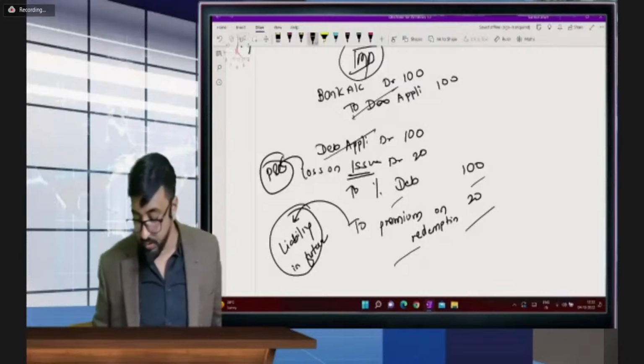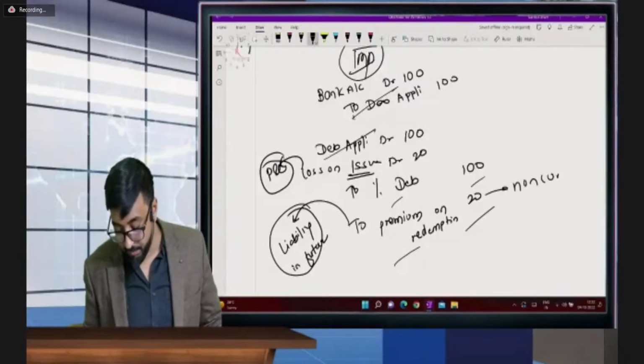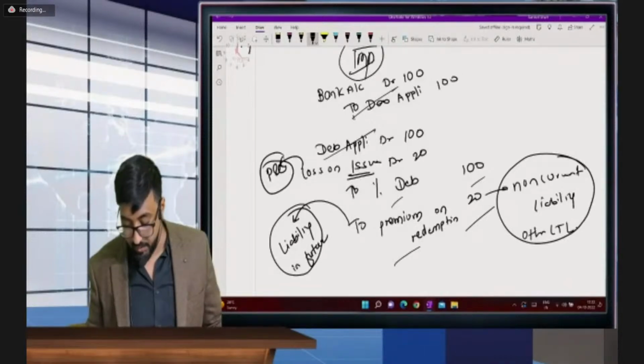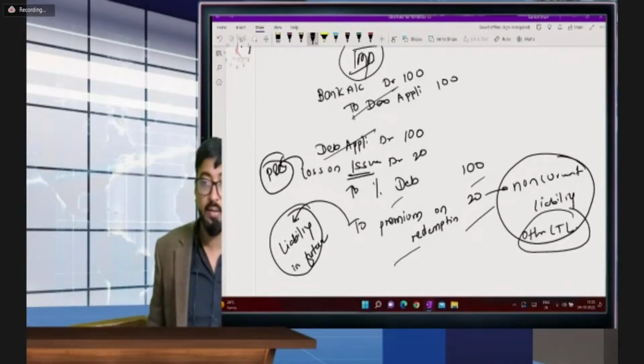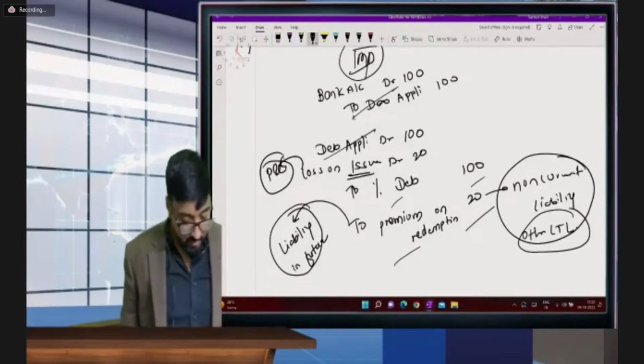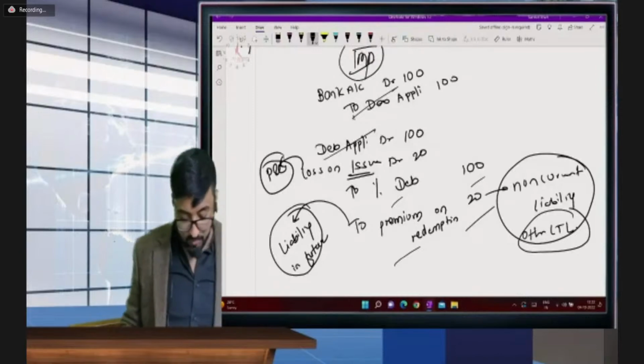बेटा, it is shown under the head non-current liability. Non-current liability में other long-term liabilities. Under the head other long-term liabilities in balance sheet. Yes, Adish, I will explain your concept.